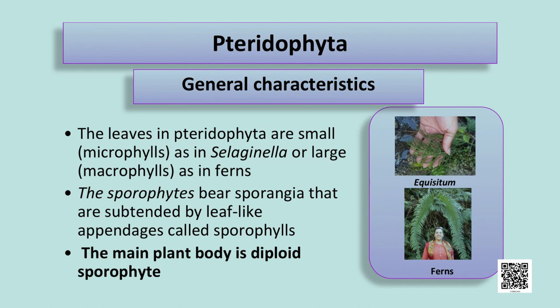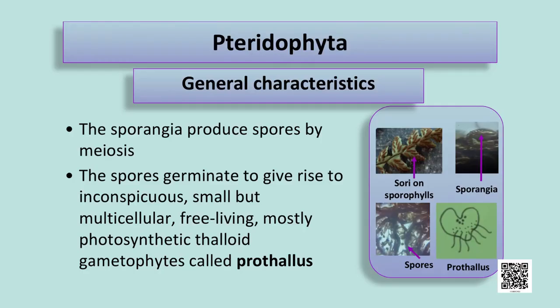Unlike bryophytes, the main plant body is diploid sporophyte. The leaves or special structures bear spores. So, these leaves are called sporophylls. If you look at the ventral side of the leaf, then you will find some black or brown color sori, which are the clusters of sporangium. Spores are produced within these sporangia.